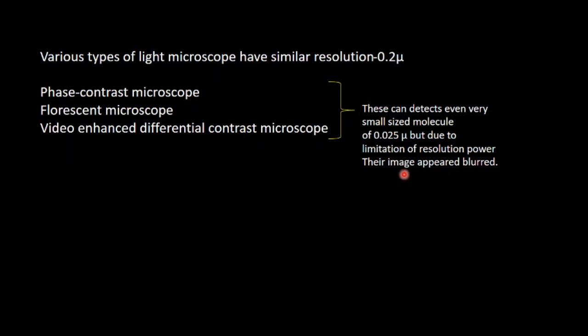If you use electron microscopy, then the wavelength of electrons is very low, so we can gain a resolution of about 0.2 nm. So I hope you understand all these concepts.